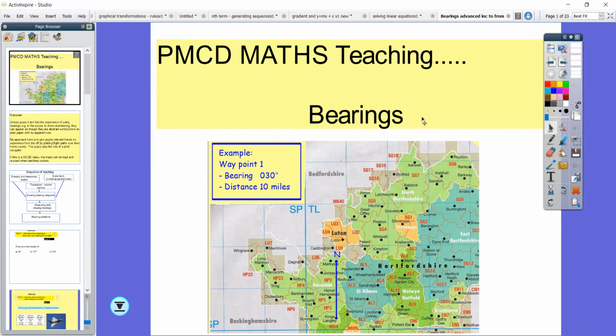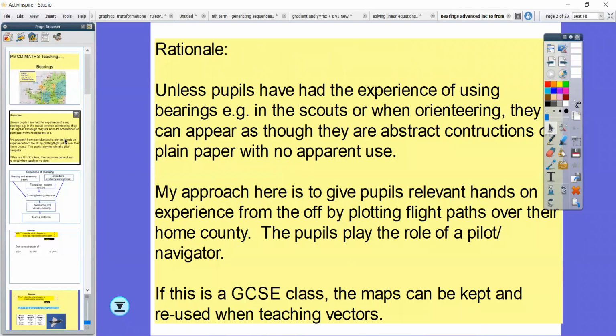I'm going to go through how this is usually taught at GCSE, this particular introduction to bearings, and the progression that I would use from there onwards. This is useful for new teachers and experienced teachers. You might find something useful in here as well, or ideas that you can perhaps improve on what you're already doing. Okay, so rationale.